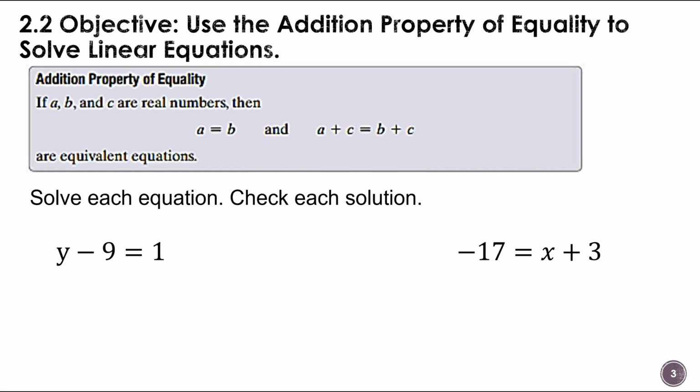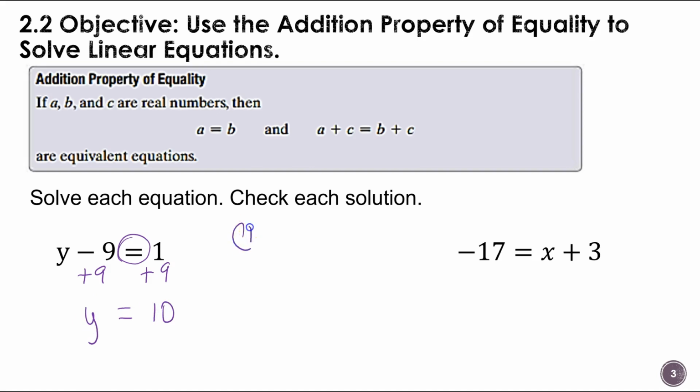Well, in this case, we have y minus 9. We're always trying to isolate the variable, so we're going to add 9 to both sides of the equation. Now, when I'm talking about both sides, I'm talking on either side of this equal sign. So this means that y equals 10.